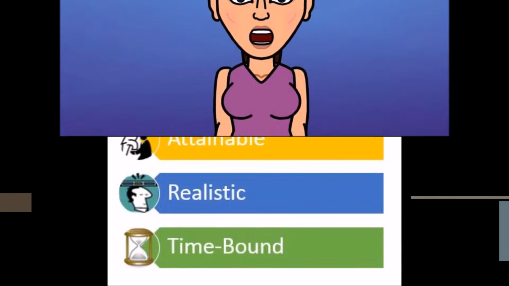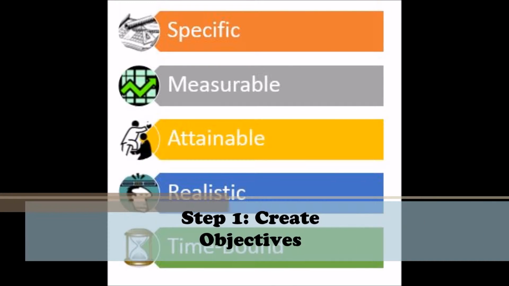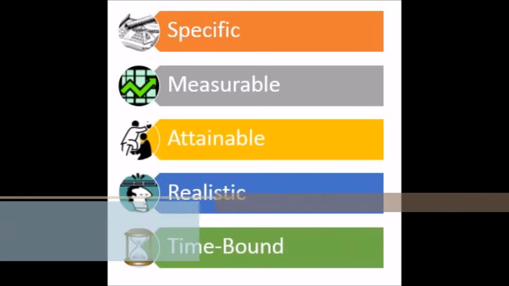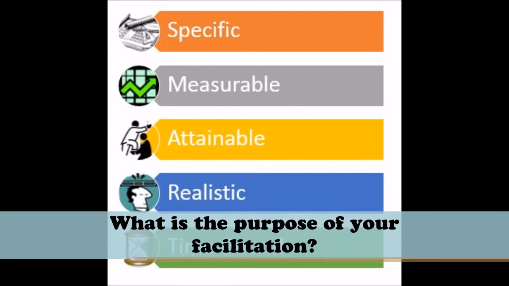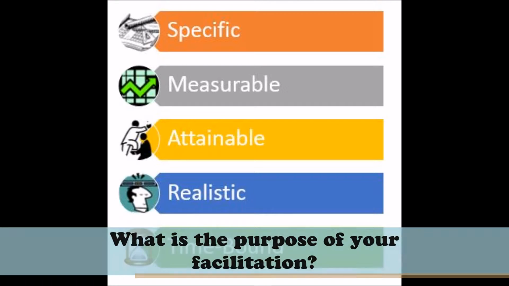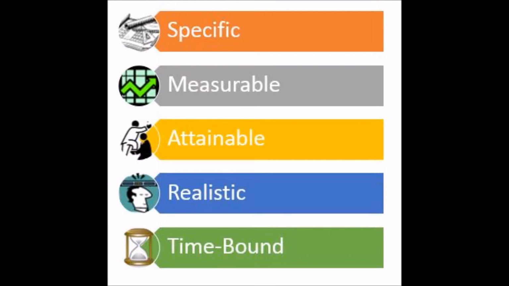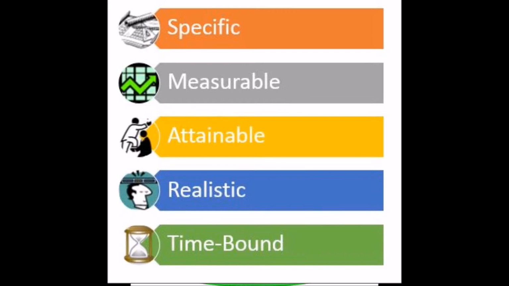The first step each facilitator needs to do is figure out what objectives need to be met in the facilitation. In other words, what is the purpose of your facilitation? The facilitator should create 2 to 3 objectives to address. The objectives should be specific, measurable, attainable, realistic, and time-bound. Objectives help the audience understand the purpose and goal for the facilitation. This is the most important step of preparing for the facilitation.